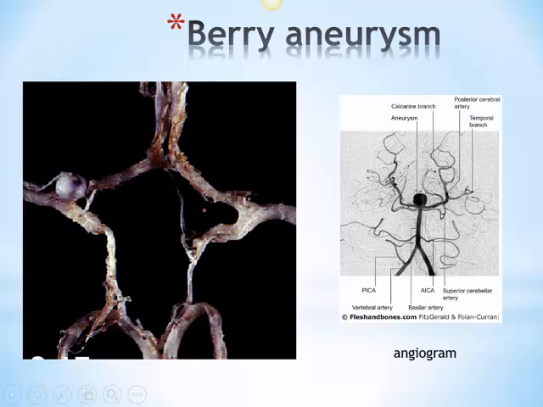If you look up here, this is showing you the circle of Willis, and here you can see an aneurysm, a berry aneurysm. And here in somebody an angiogram was done, and this here is an aneurysm right at the point where the basilar artery is dividing into its two main branches.